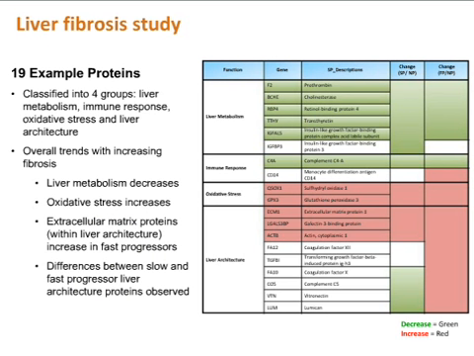In the liver metabolism, we saw it decrease with increasing fibrosis because the liver's basically dying, and so your proteins there are decreasing. The oxidative stress proteins were increasing, and then we also saw that the extracellular matrix proteins were increasing because you're having the fibroids grow all over your liver, so it made sense that the proteins were going to increase. And then finally, we saw that with the liver architecture, depending on slow or fast, we would see different changes, which made sense because the slow was having less change in the number of fibroids present.